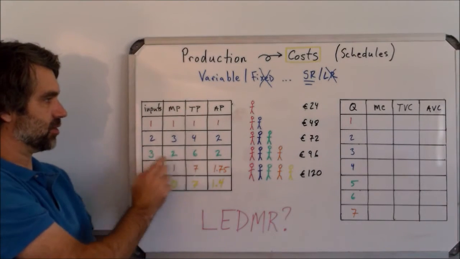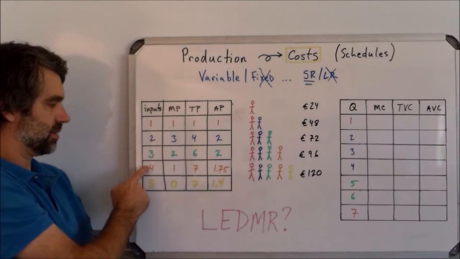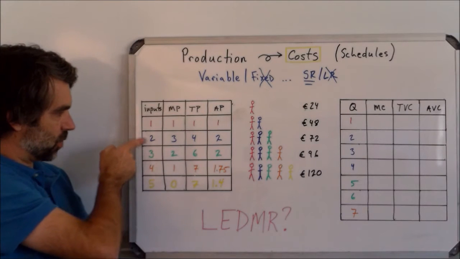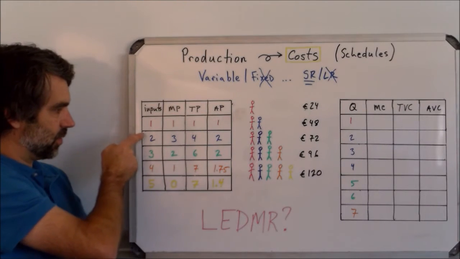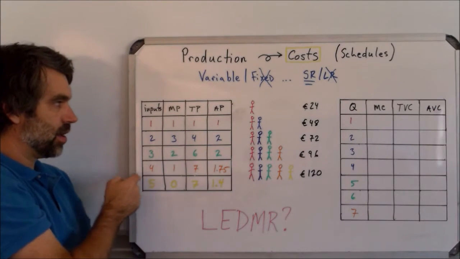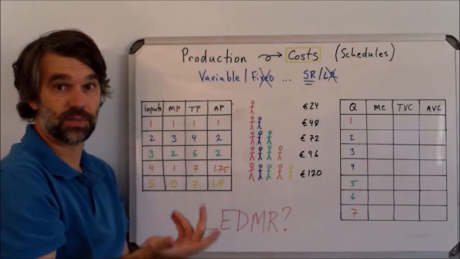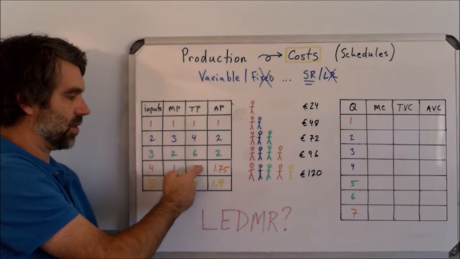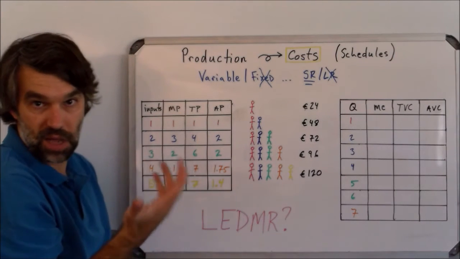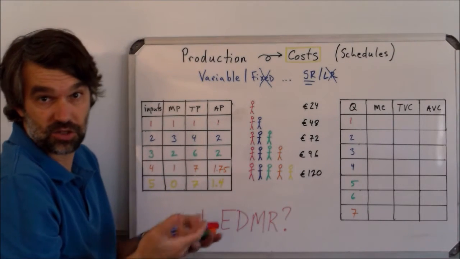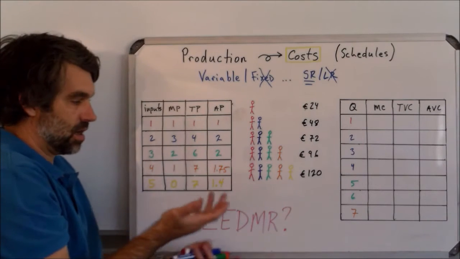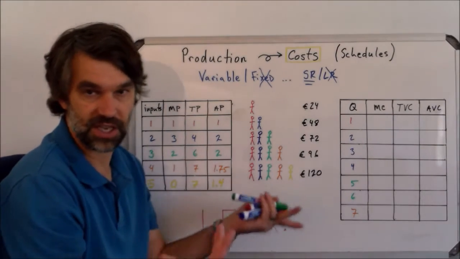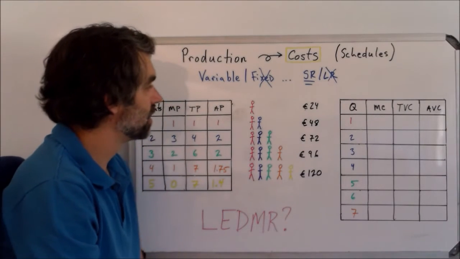Remember, in a production schedule, I look at the amount of inputs. So when I'm going down rows, the inputs are increasing by 1. Well, remember, because of the law of eventually diminishing marginal returns, my production is not going to increase at any sort of given rate. It's just going to increase based on the law of eventually diminishing marginal returns, specialization and things like that.